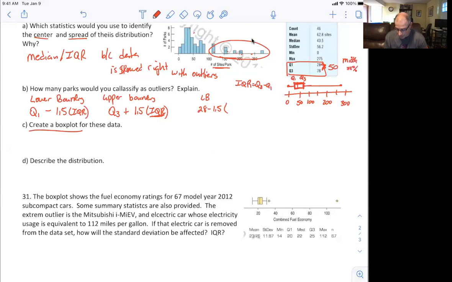Now, that represents the middle 50%. Because when we split it up into quartiles, I have 25% in here, 25% here, 25% here, and 25% here. So again, it represents the middle 50%.